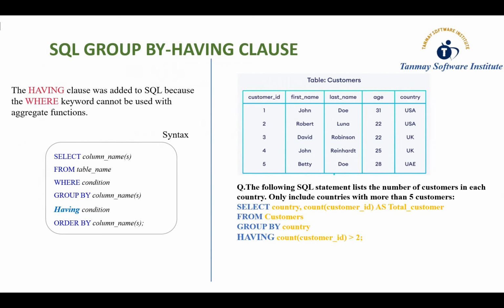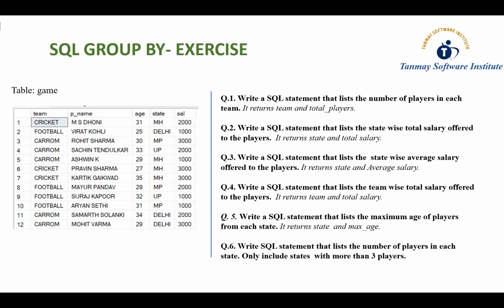I just want to switch my window. Now here, this is an exercise I have prepared for you. This is a table with different columns: team, player name, age, state, and salary. So what are the questions? First understand the questions, and then you can easily apply the SQL query on that table.